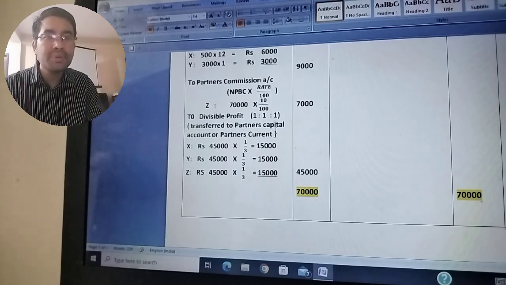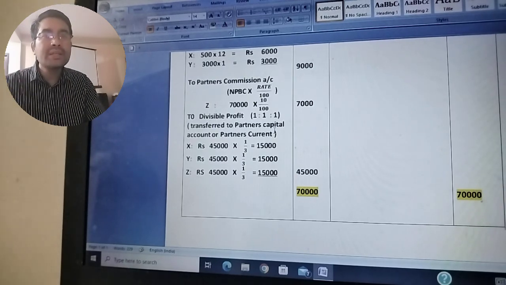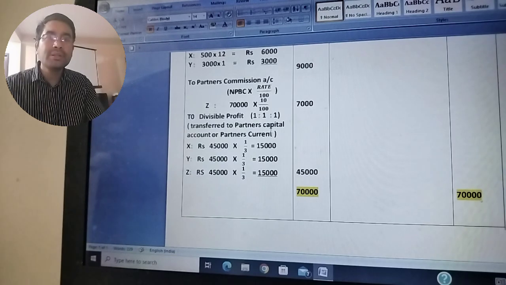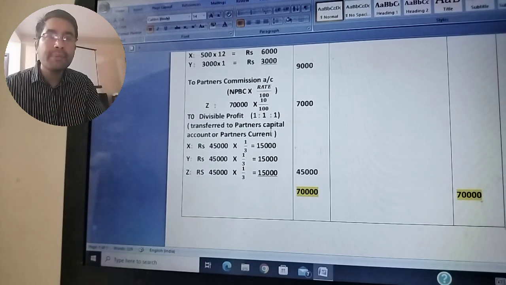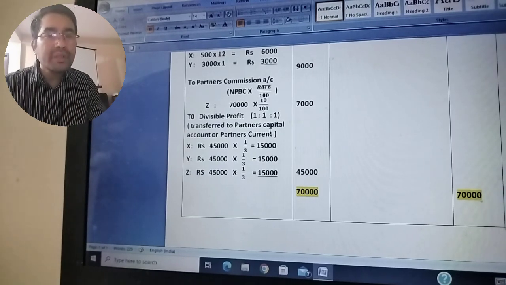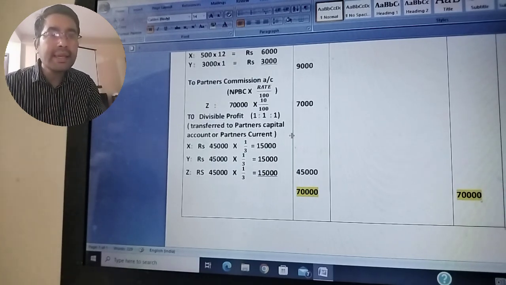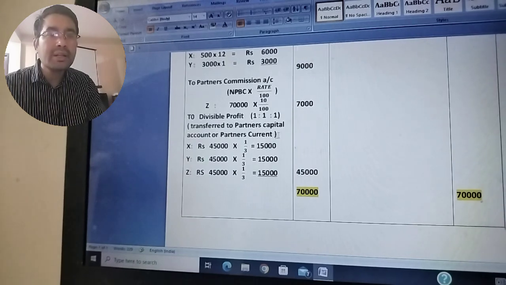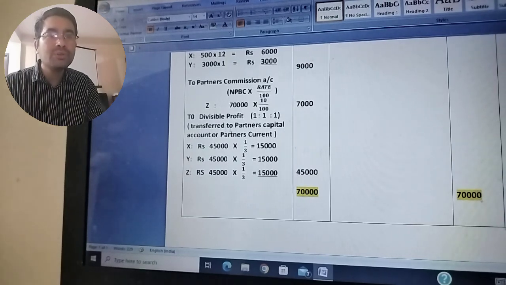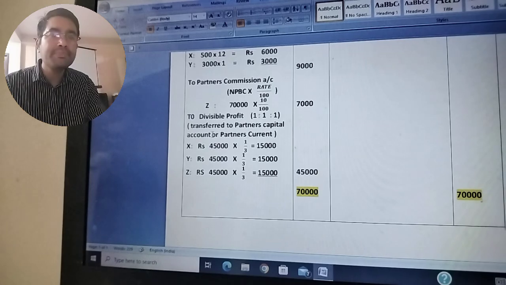See, there are two methods of preparing partner's capital account. One is the fixed capital method. In the fixed capital method, you have to prepare partner's capital account and partner's current account. In the fluctuating capital method, you have to prepare partner's capital account only. So if it is the fixed capital method, you have to transfer to partner's current account. If it is the fluctuating capital method, you need to transfer to partner's capital account, or you can simply write divisible profit.